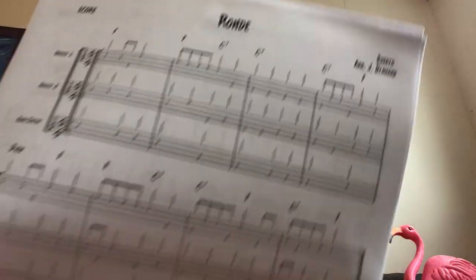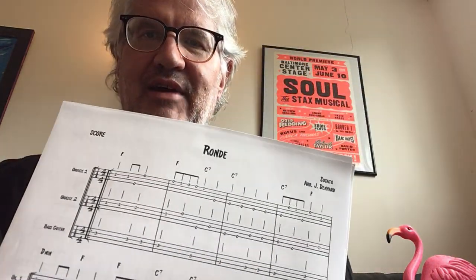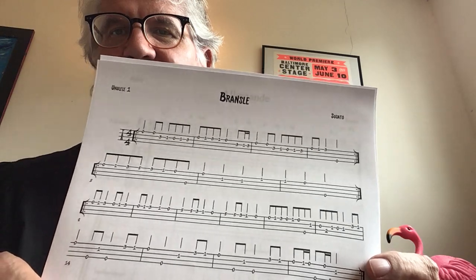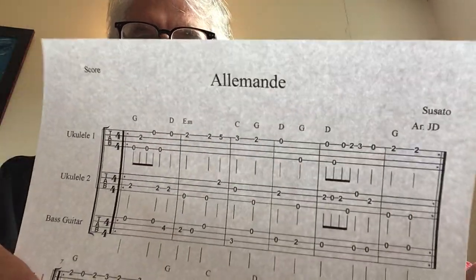So the three pieces that we have here are a ronde, a round dance, by Susato. I will attach these to the assignment, and they're also available in the documents section. Another piece called a brawl. It's a smoother, slower dance. And we have an allemande. Allemande is, I think, German for English dance, or English for German dance. No, I think it's the former. So anyway, let's look at the ronde first.